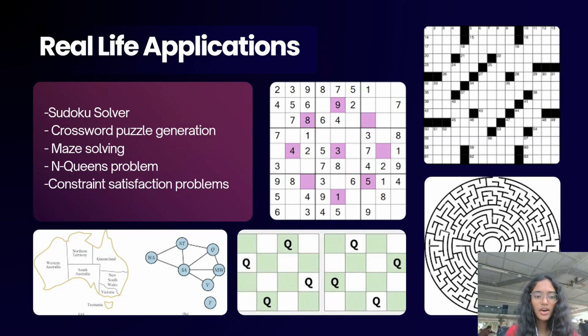So there are real life applications of backtracking as well. Backtracking is used in many scenarios: Sudoku solving, crossword puzzle generation, maze solving, the N-Queens problem, and any constraint satisfaction problem. Sudoku is a beautiful example because every step has clear rules, making it ideal for demonstrating how backtracking works.